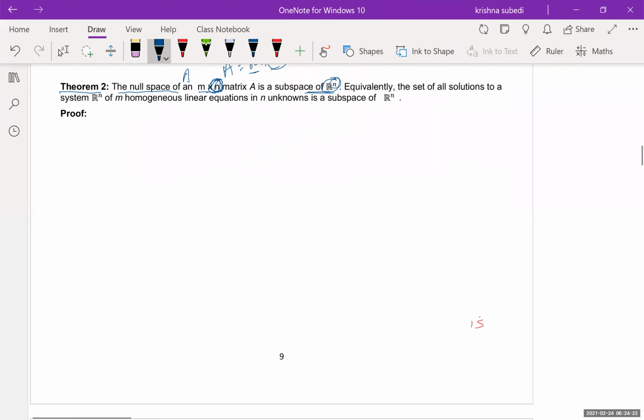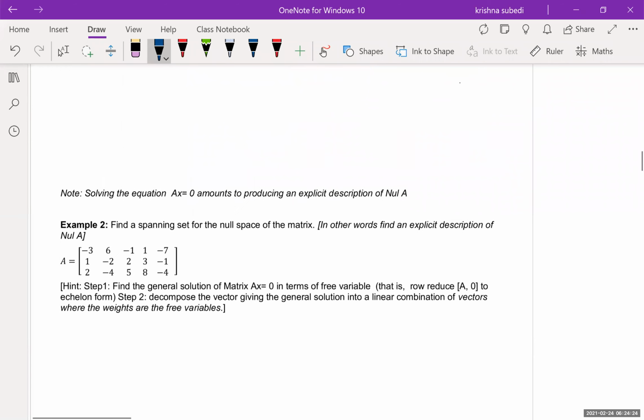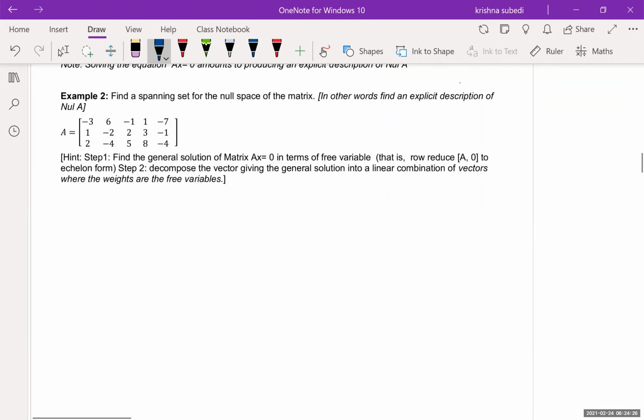All that you need to know. Now, let's look at another example. Find a spanning set for the null space of the matrix. Sometimes these questions may be given to you as "find an explicit description of the null space of A." Okay, it means the same thing. So in the exam, don't get confused.